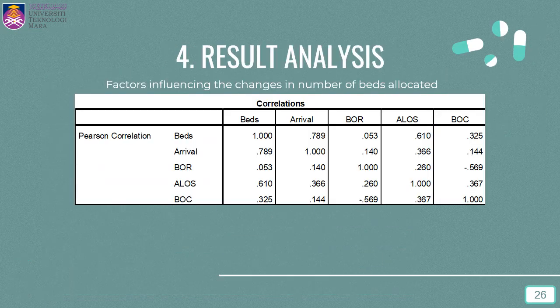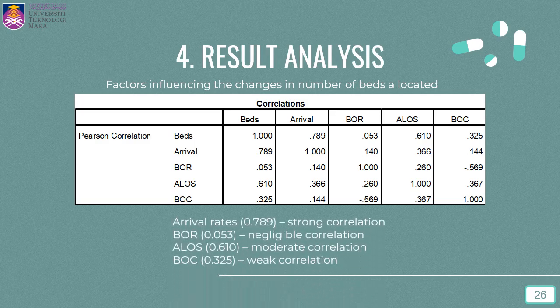The result obtained was then analysed using SPSS analytical tools. From the table, the Pearson correlation value for the arrival rates is the highest among the four criteria. The value 0.789 indicates a strong positive correlation between the weight of arrival rates and the bed numbers.